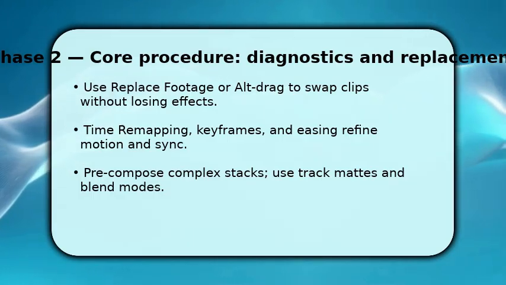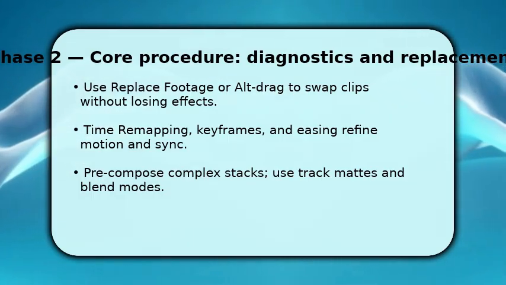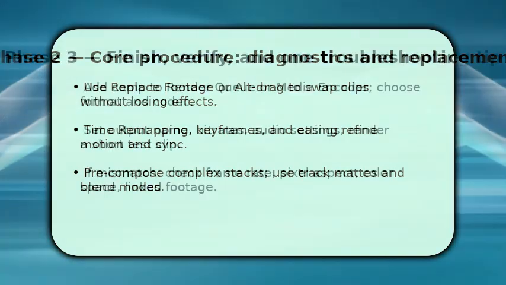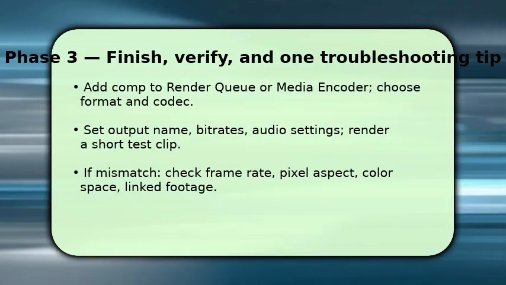Once finished, add your composition to the render queue or Adobe Media Encoder. Pick a container and codec that match delivery requirements, set bitrate and audio options, and name the output file logically.